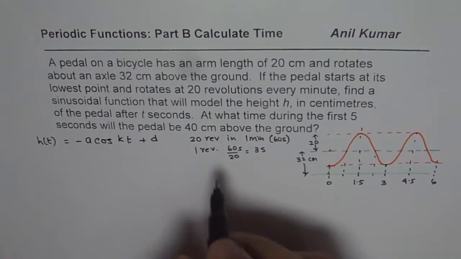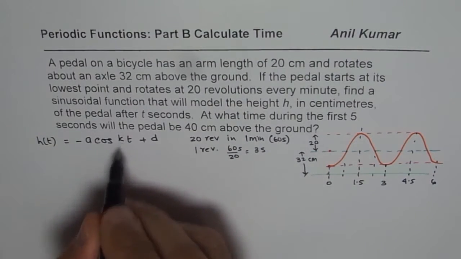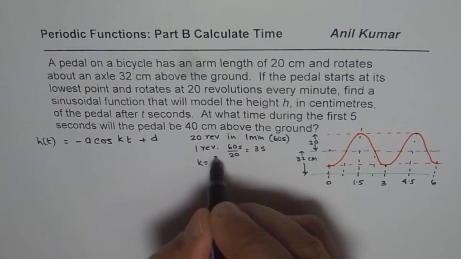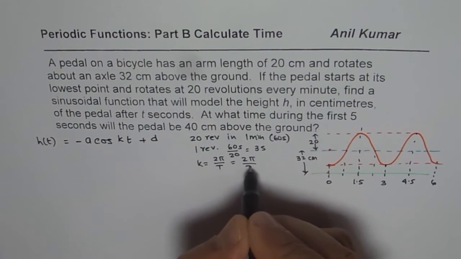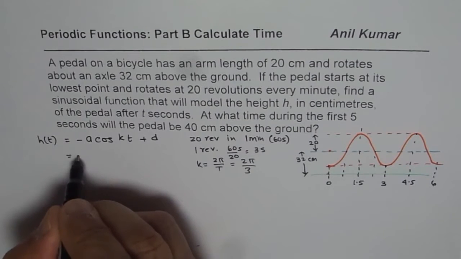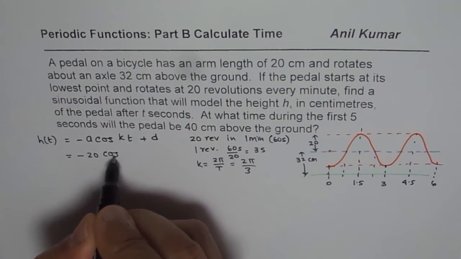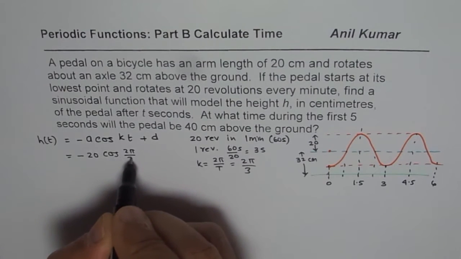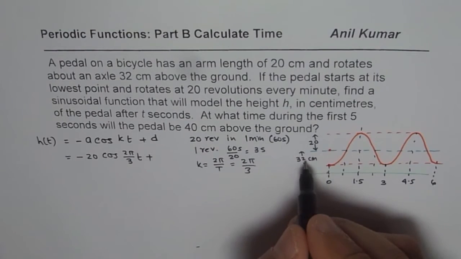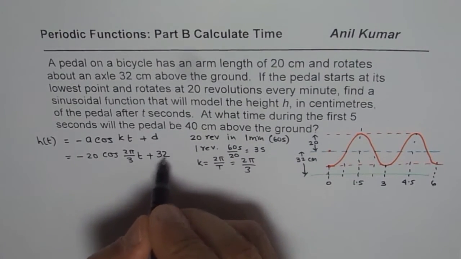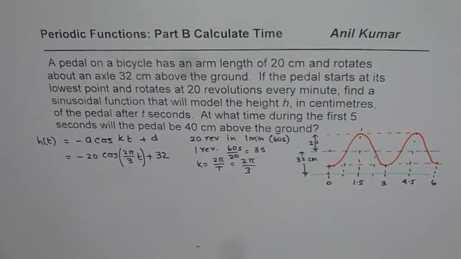Right, so since the time period is 3 seconds, the value of k will be equal to how much? k is 2 pi by T, so it is 2 pi by 3. And therefore we got our equation as minus A, which is 20, the amplitude, cos of 2 pi by 3 t, right? Plus d, the axis, 32 centimeters. So that is the equation for us, correct? So that is how we derived our equation.